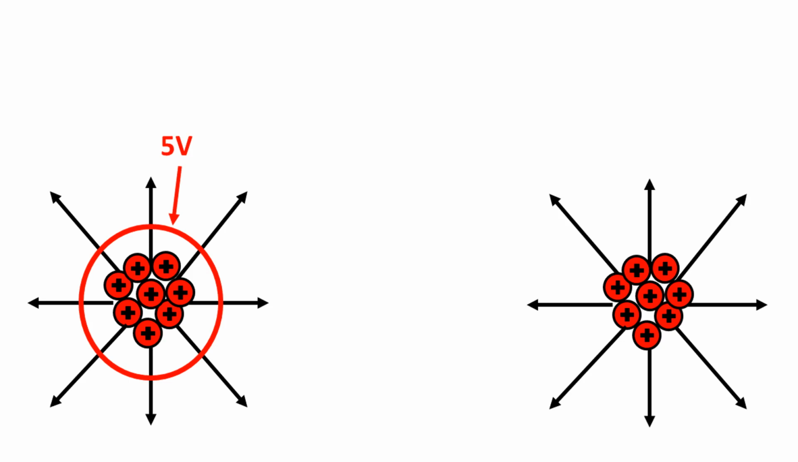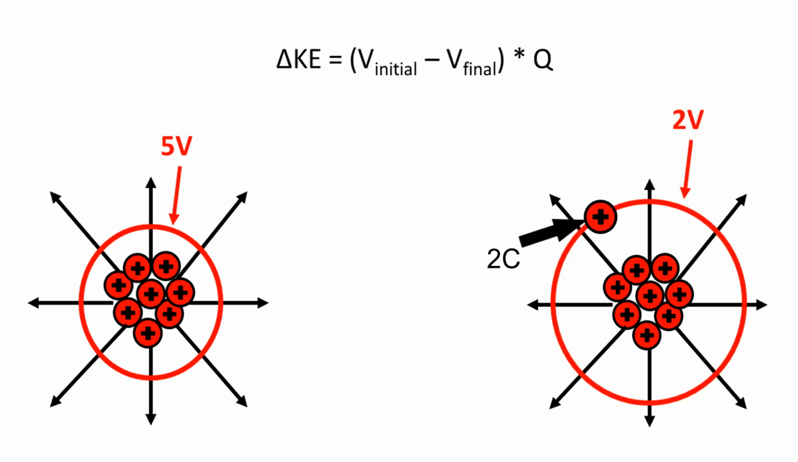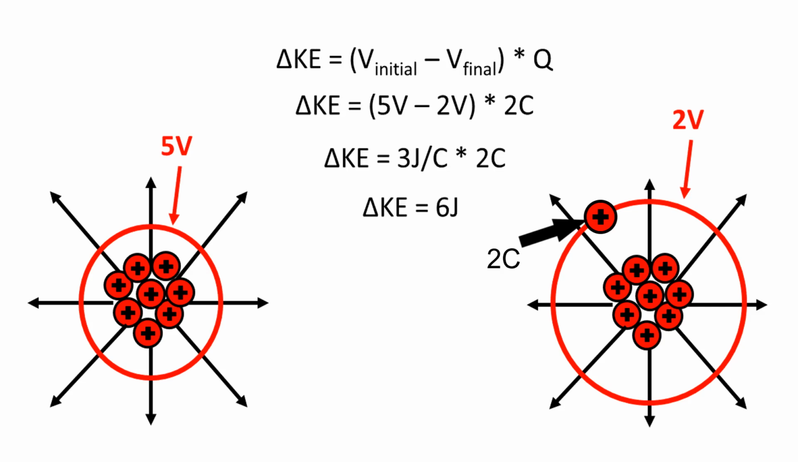For example, let's say that a 2 coulomb particle starts in an area with a potential of 5 volts and then moves to a location where the potential is 2 volts. To find the change in the particle's kinetic energy, you take the difference between the starting voltage and the final voltage and then multiply that by the particle's charge. In our example, we see that the particle has gained 6 joules of kinetic energy during its move.